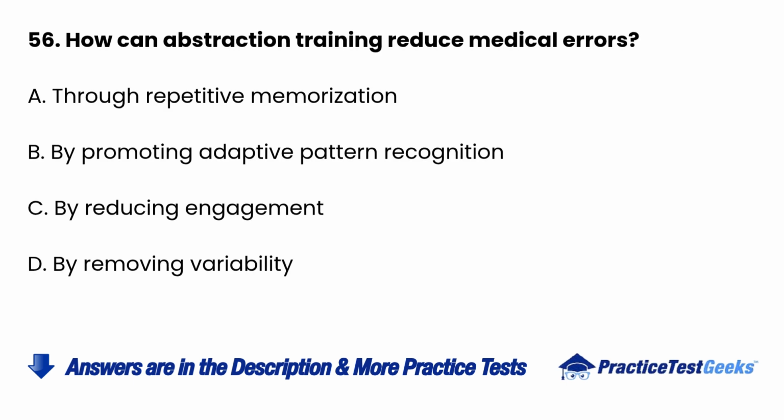56. How can abstraction training reduce medical errors? A. Through repetitive memorization. B. By promoting adaptive pattern recognition. C. By reducing engagement. D. By removing variability.